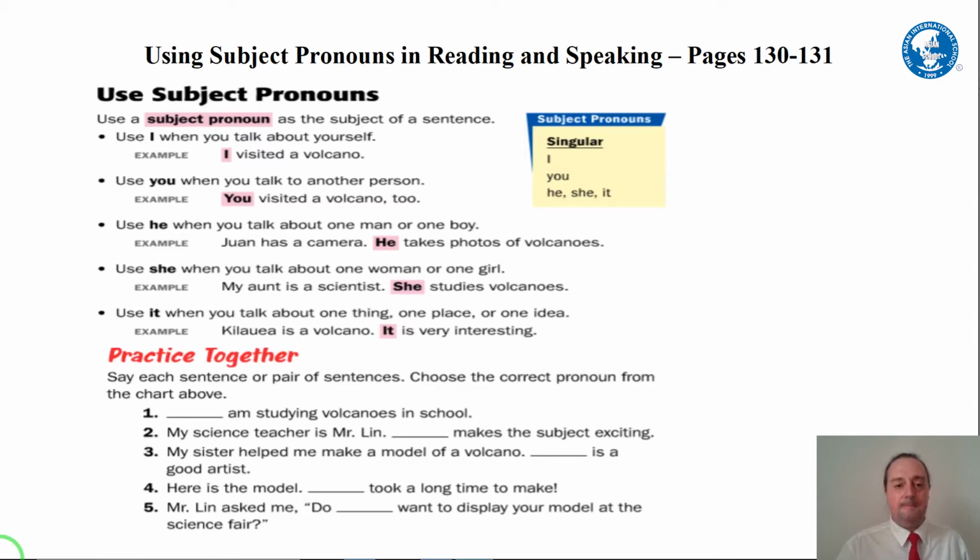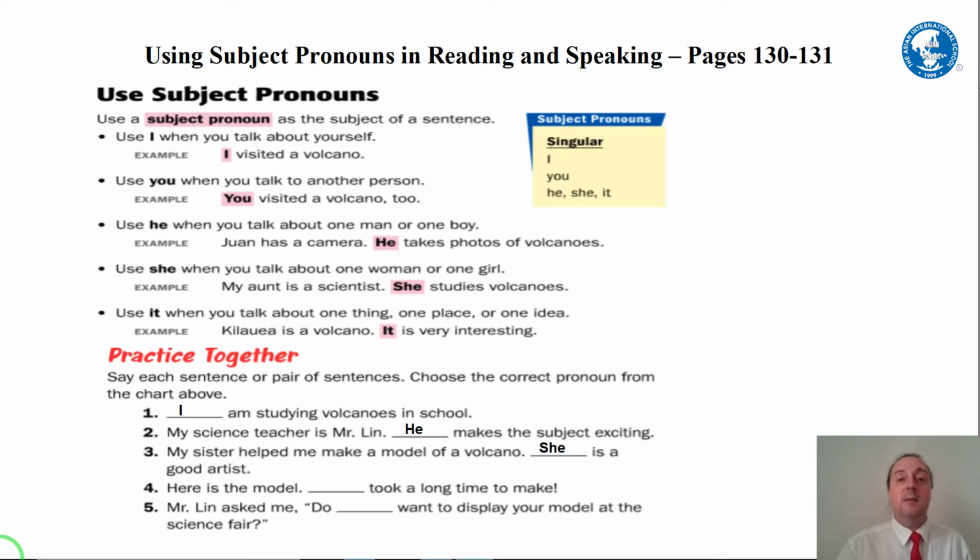Give you 2 minutes. Okay, number 1, I am studying volcanoes in school. Number 2, my science teacher is Mr. Lin. He makes the subject exciting. Number 3, my sister helped me make a model of a volcano. She is a good artist.